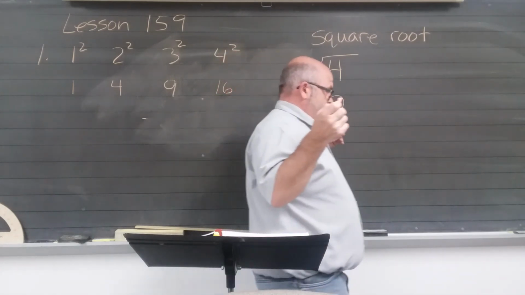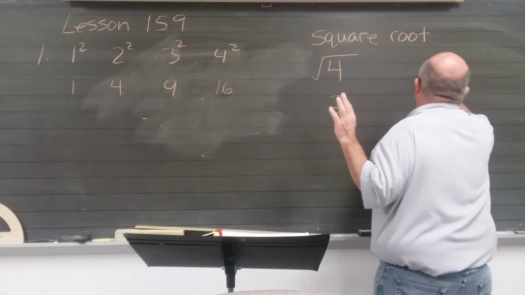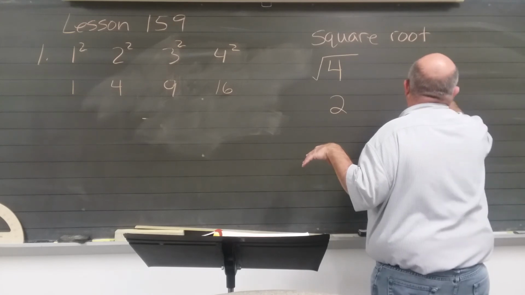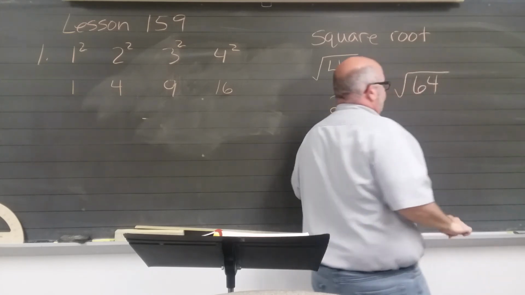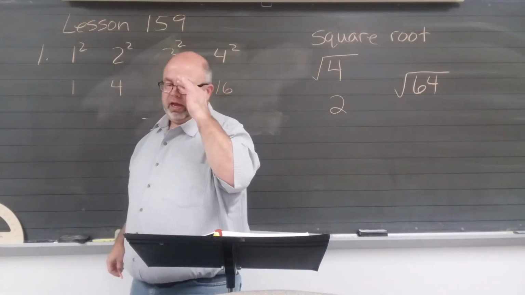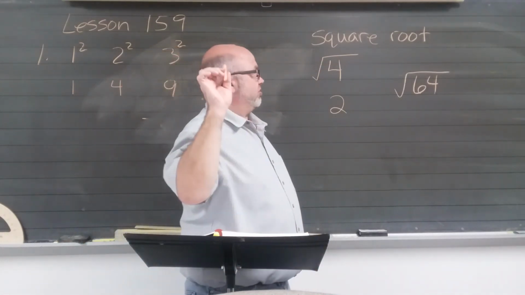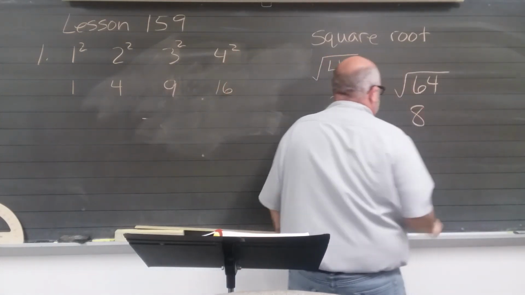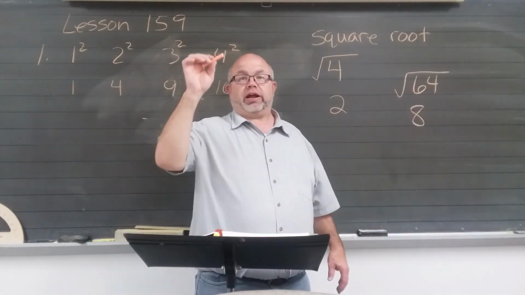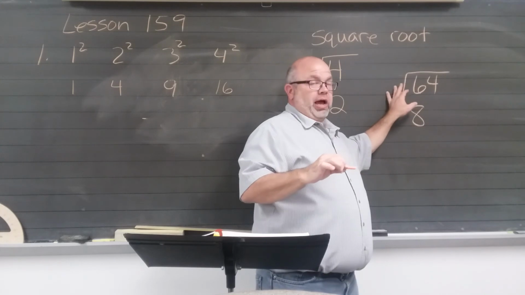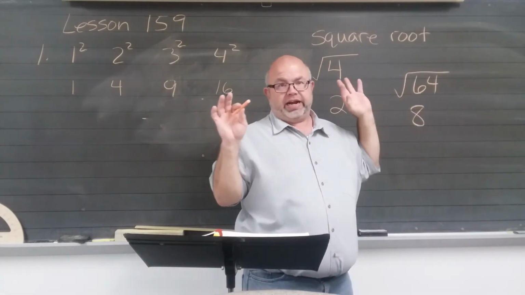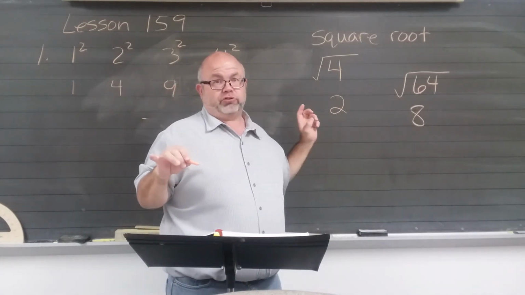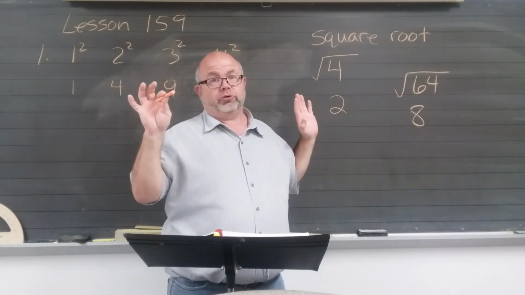What about the square root of 64? What number times itself equals 64? 8. 8 times 8 equals 64. So again, just write 8. Don't write 8 times 8. Don't write 2 times 2. Did you hear that? I'm going to mark it wrong if you do.